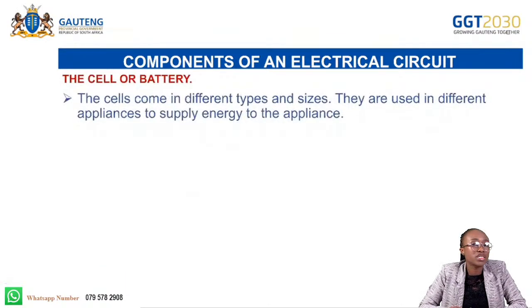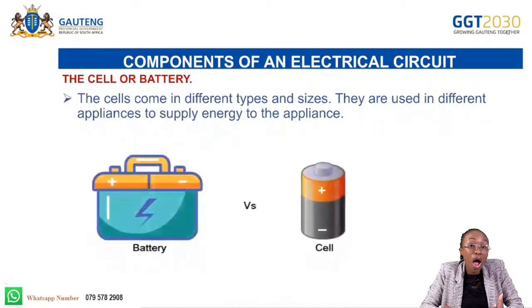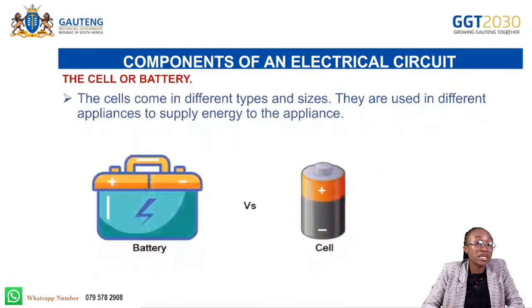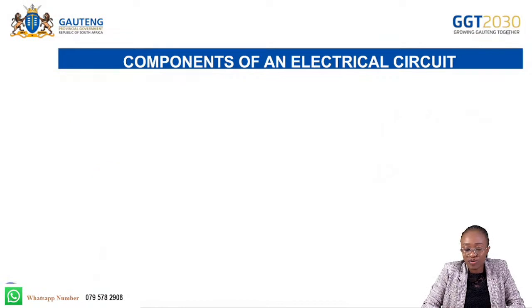Now we've seen different types of cells. You've seen round ones, you've seen cylindrical shaped ones, you've seen that big car battery that is in the car. So cells come in different types and they also come in different sizes. Why? Because cells are used for different appliances and different appliances require different amounts of energy for them to work at their best, or for them to work to full capacity. So they come in different shapes and different sizes.